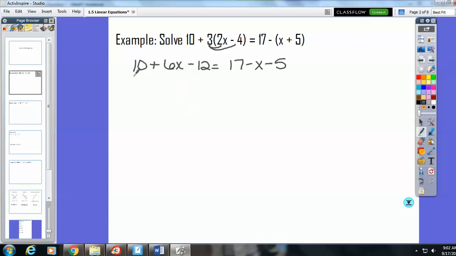So over here I could do, since they're on the same side, you don't have to subtract 10. You're just adding 10 plus negative 12, it's negative 2. Okay, over here, just adding, so 17 minus 5 would be 12 minus x. Then what do we do?